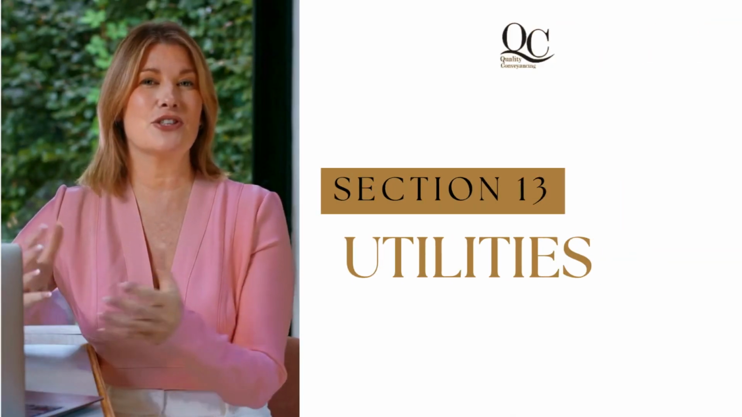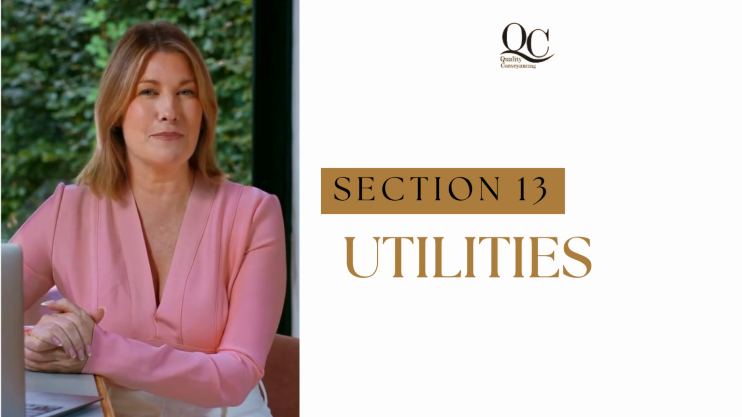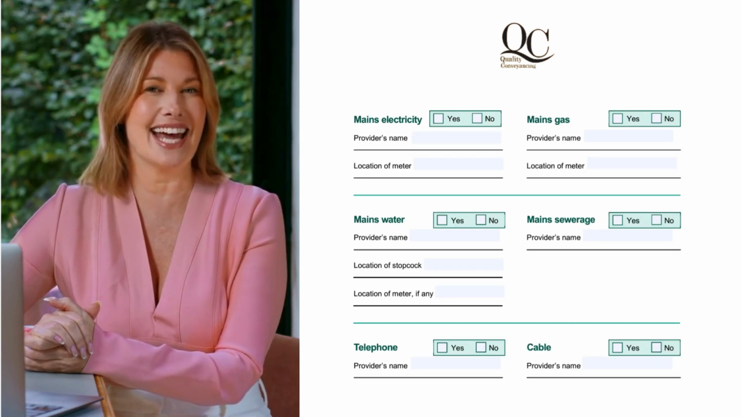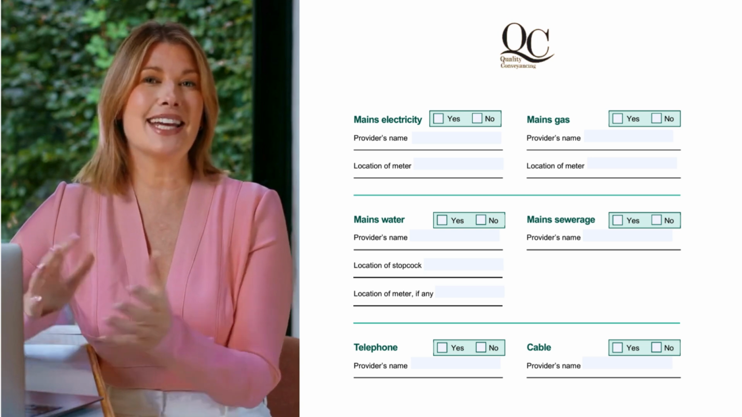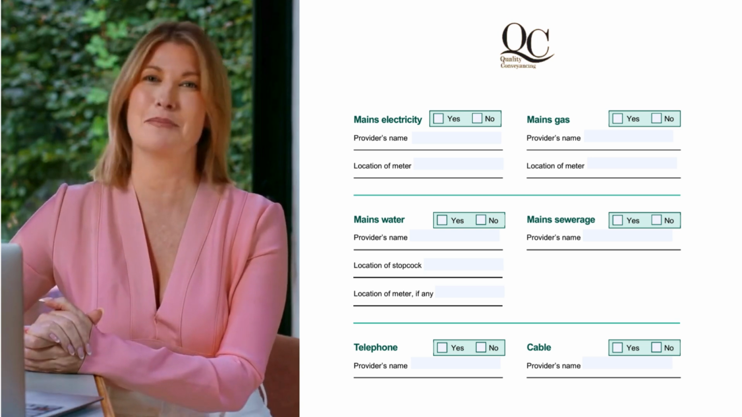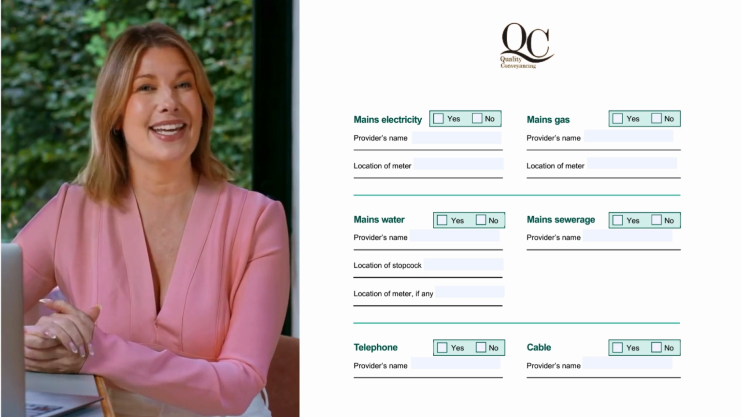Section 13 covers utilities. This section is simply about confirming which utilities are connected to the property. Nothing technical at all. If you're unsure about any of the answers, just tick Not Known. Being honest here helps avoid delays later on.